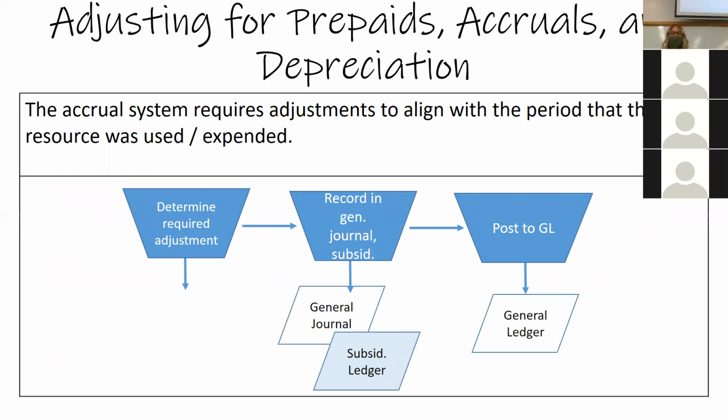So finally, we're going to close on the adjustment process. There are 3 types of adjustments you would see in the purchasing process. You would adjust for prepaid expenses, you would adjust for accruals, and you would adjust for depreciation. All of these deal with aligning what we bought with the period that we used it. So we're going to do examples of each.